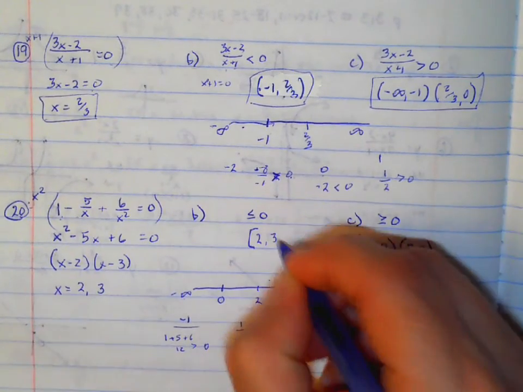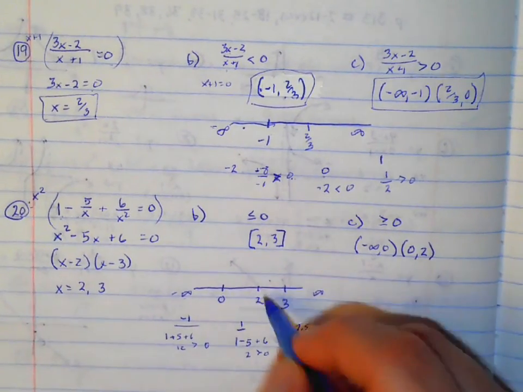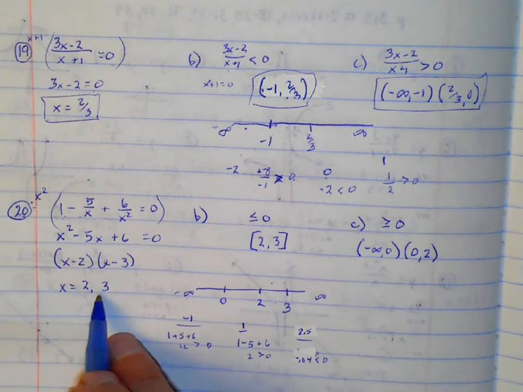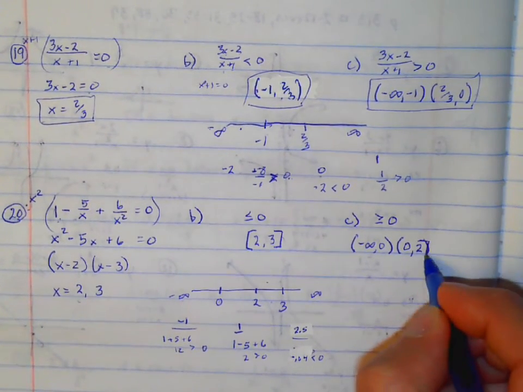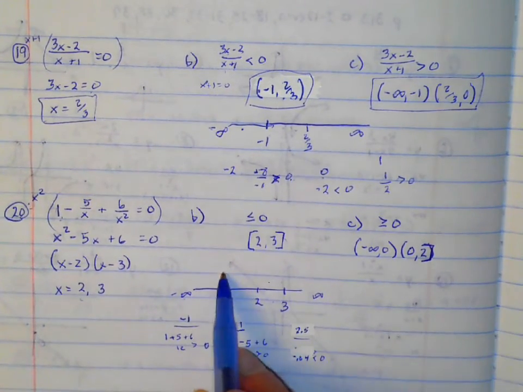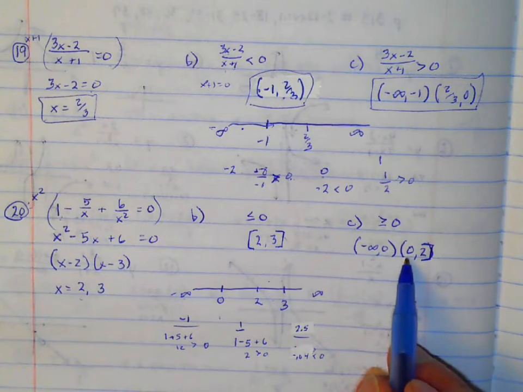Now, since 2 and 3 are actual answers where they can work, not asymptotes, we're going to use the brackets here. Also here I should have used a bracket as well. 0 was an asymptote, so it can't equal. That's why I have that one there.